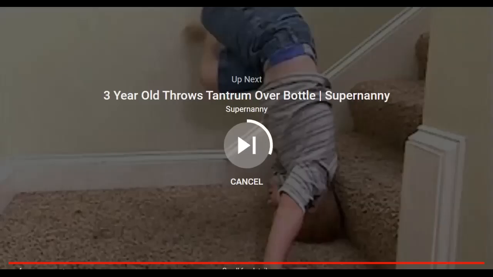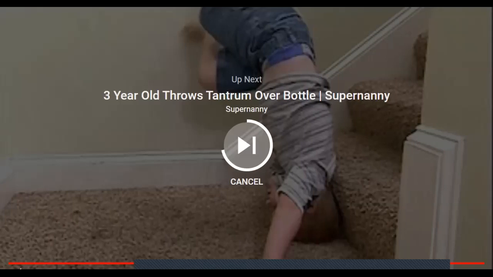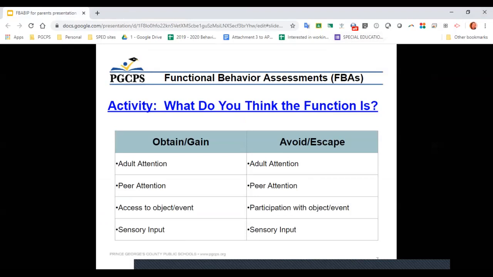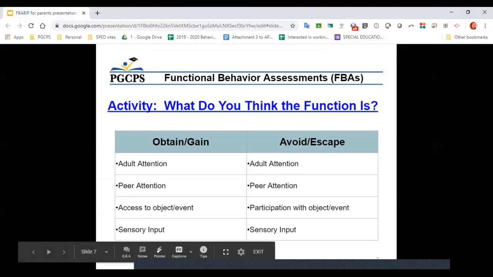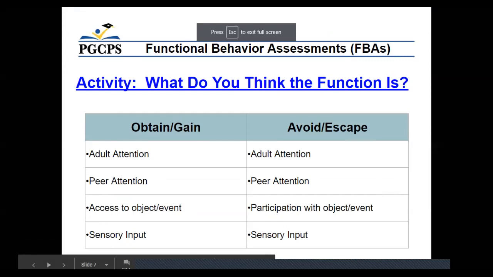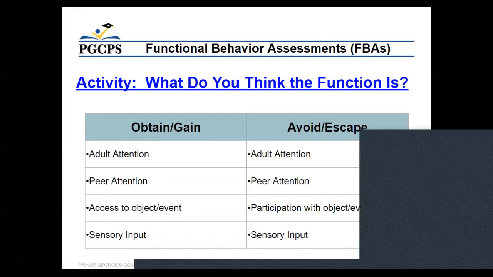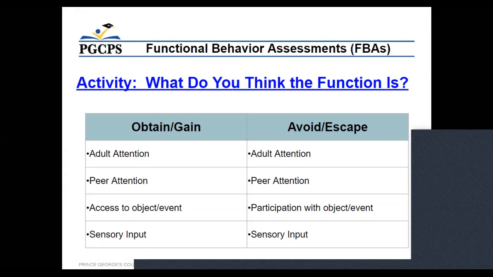So now I'm going to ask you, what do you think the function of that little guy's behavior was? If this is what we're choosing from, either looking to get something or get away from something, what do you feel like that baby was either trying to get or get away from? Obtain adults' attention. Thank you, Miss Jones. So yes, definitely. And that one we may say that that's an easy one.